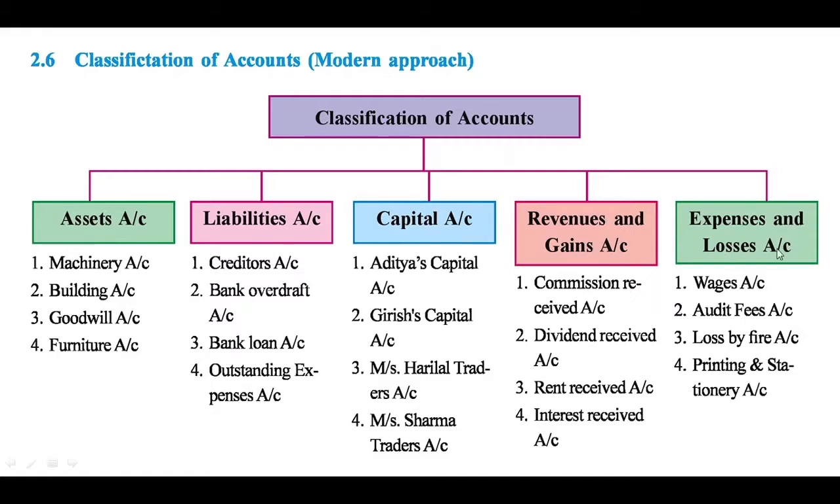Then expenses and losses. The businessman has to bear several expenses. Sometimes he has to bear the loss also. So all these will come under this heading: wages account, salary account, then printing and stationery account, rent account. Something which is paid by the businessman will be recorded under the heading of expenses and losses. Here loss by fire, loss by theft will also be recorded under this last heading. So this is the classification of accounts as per the modern approach.